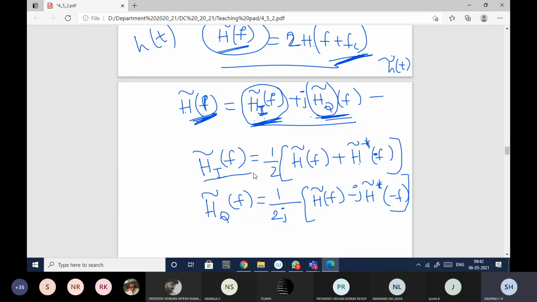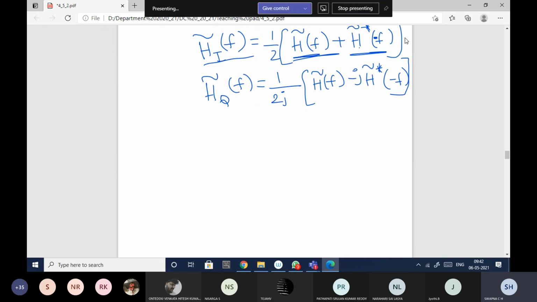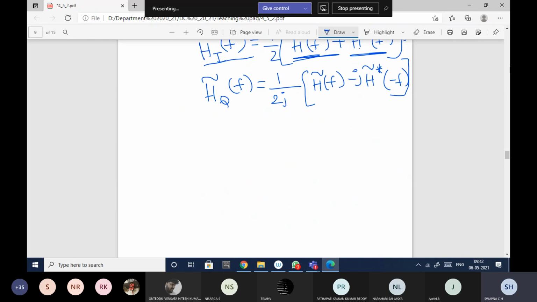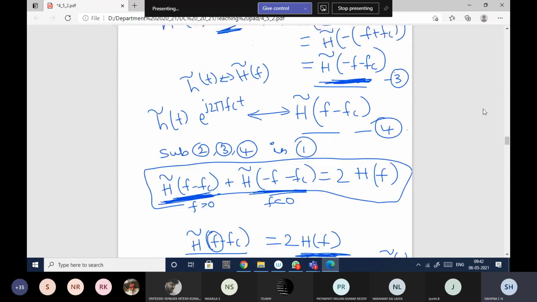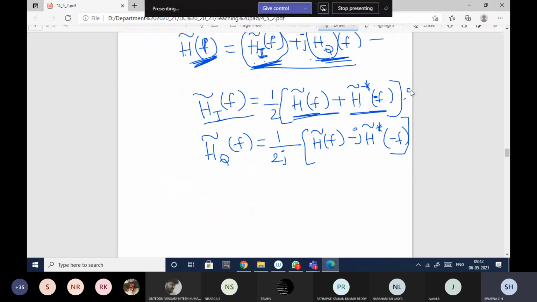To find that, I need to know H_I tilde of f and H_Q tilde of f. H_I tilde of f is nothing but half of H tilde of f plus H tilde star of minus f. I have represented it in terms of H tilde of f because I already know what my H tilde of f will be. Let me just prove these two equations. Let me write this as a, and let me write this as b.